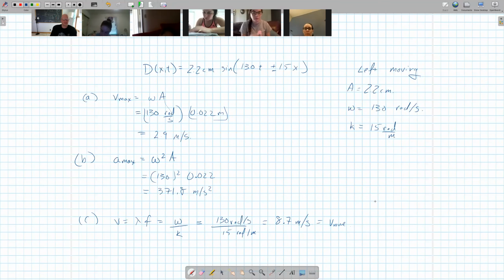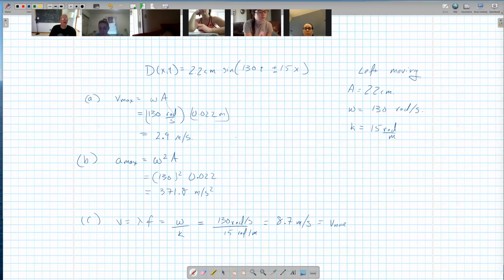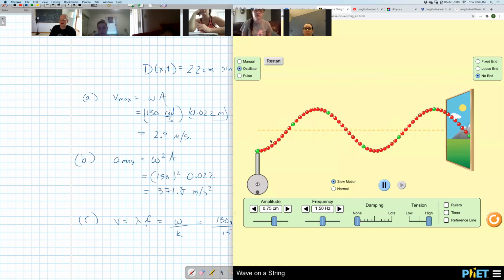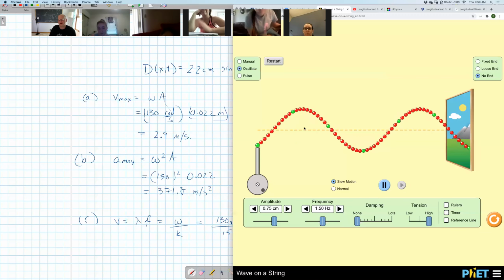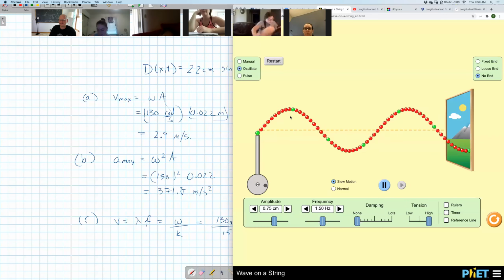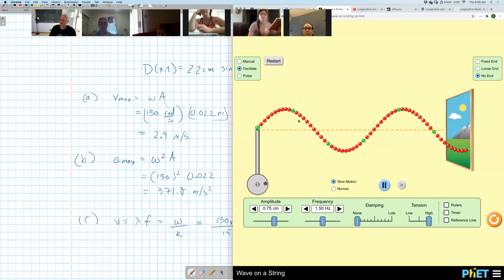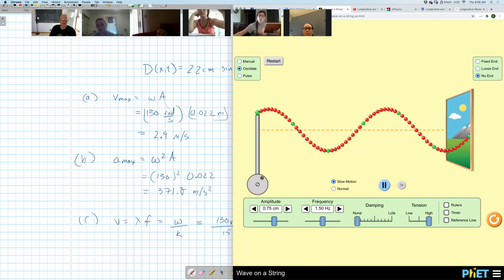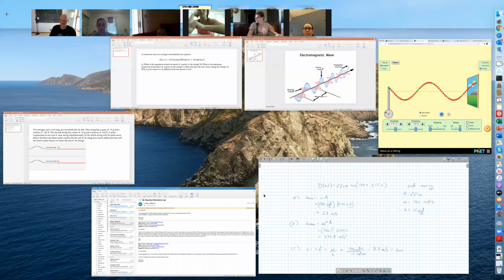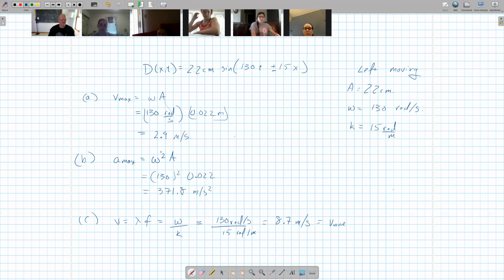So again, the point here is to point out that the velocity of the medium oscillating up and down doesn't necessarily have anything to do with the motion of the wave itself. So again, in this situation, we have this guy moving to the left, even though it's moving to the right here. But the medium itself is oscillating up and down with a particular velocity. The wave itself is moving perpendicular to that with its own velocity. So those two velocities do not have to be the same. So here, the maximum transverse velocity is 2.9, where the speed of the wave itself is 8.7.